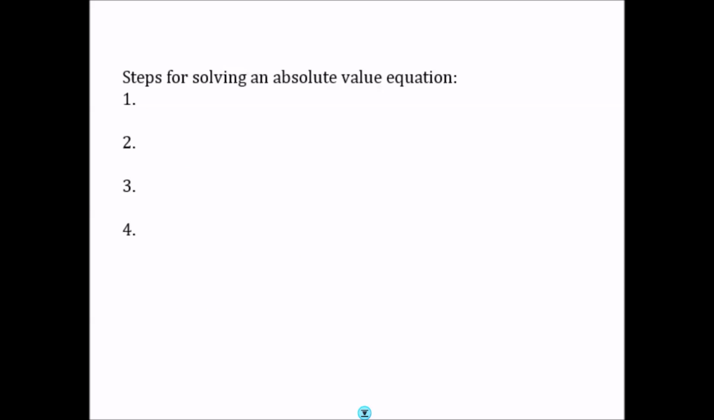So there are 4 steps for solving absolute value equations. The first step is to isolate the absolute value. That means that the equation should be absolute value of something equals everything else. There should be nothing on the side with the absolute value except what is inside the absolute value.